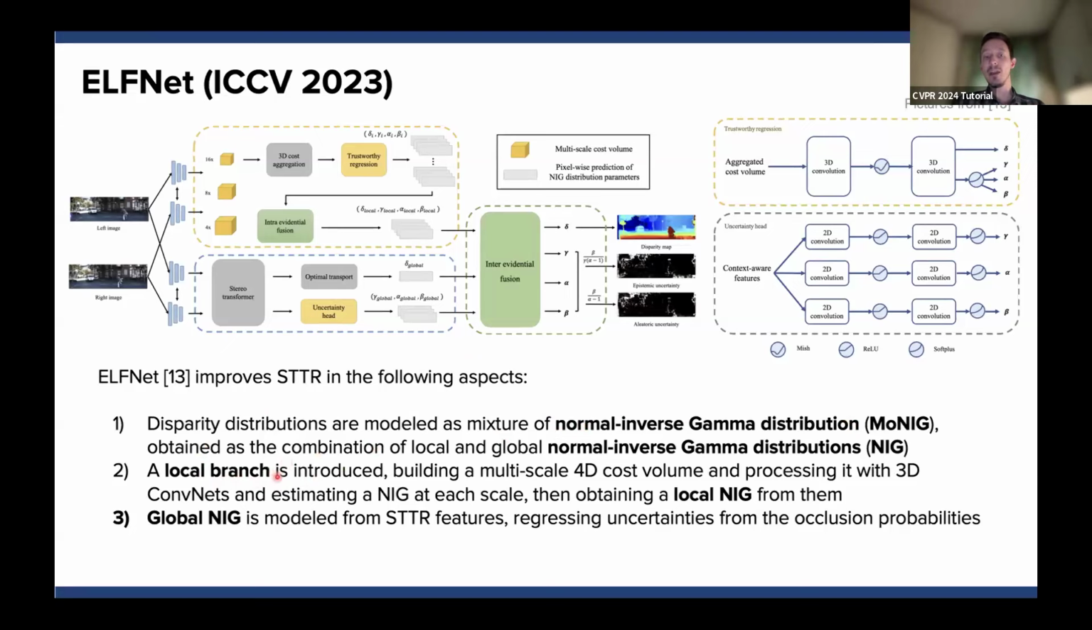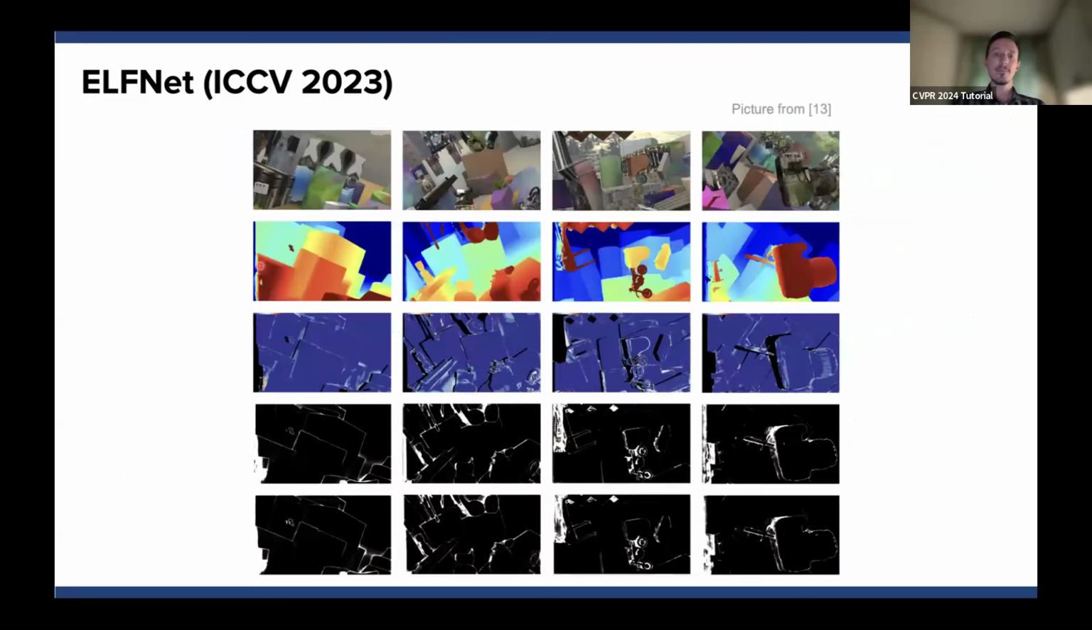The local component is obtained by a local branch that builds an old-fashioned 4D cost volume and processes it with a 3D convolutional neural network, similarly to what IGEV Stereo did with respect to RAFT Stereo. And this 3D network predicts, of course, the parameters of the local normal inverse gamma distribution. For what concerns the global branch, it is modeled again from the stereo transformer features, this time being adapted to regress uncertainties in place of occlusion probabilities. So these uncertainties can be used again in this formulation of the mixture of normal inverse gamma distributions. And here we can show some qualitative results directly taken from the paper.